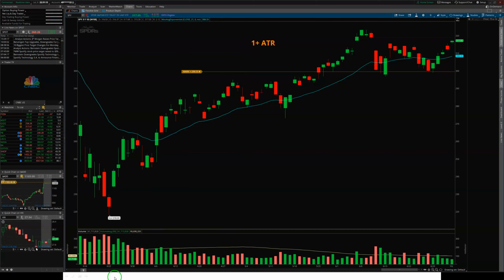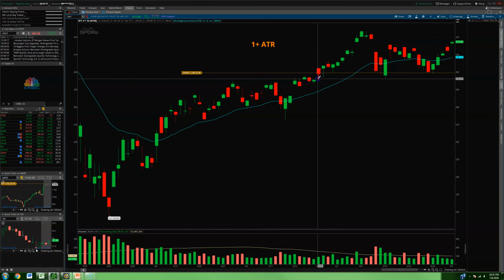Now here, guys, is what's pretty interesting. If we look at the SPY right now, the SPY itself is only about 1 average true range move away from the 21 EMA, right? So by no means are we extended, but at the same time, we can't be shocked if we got a pullback towards the 21. But by no means is the SPY itself extended.